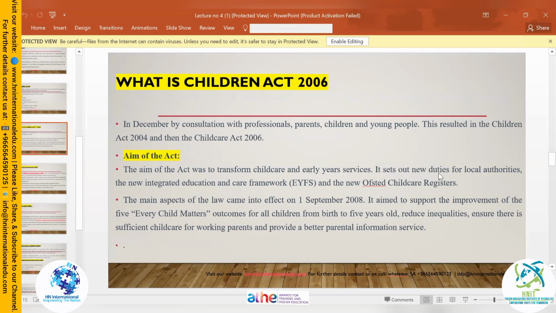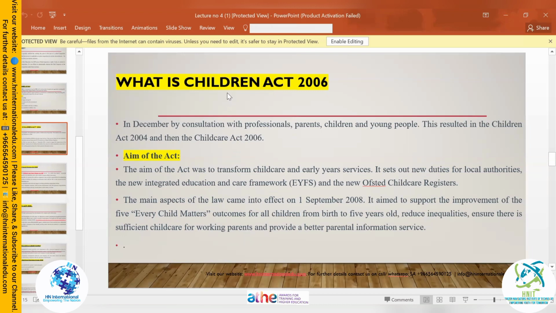It sets out new duties for local authorities, a new integrated education and care framework, and the new Ofsted childcare registers. The main aspects of the law came into effect on 1 September 2008. It aimed to support the improvement of the five Every Child Matters outcomes. Basically, the motto of this act was Every Child Matters: outcomes for all children from birth to 5 years old, reduce inequalities, ensure that there is sufficient childcare for working parents, and provide a better parental information service.